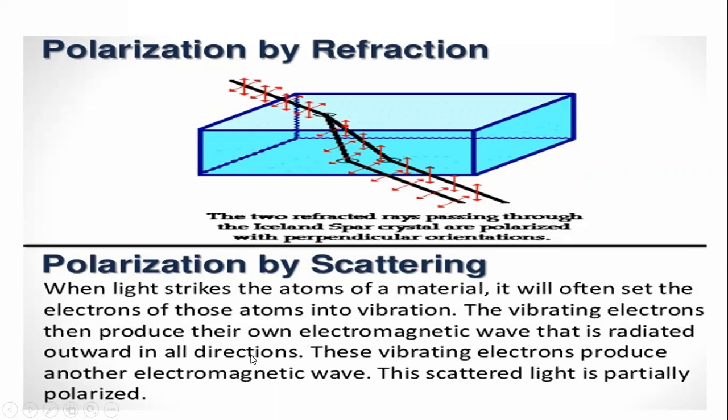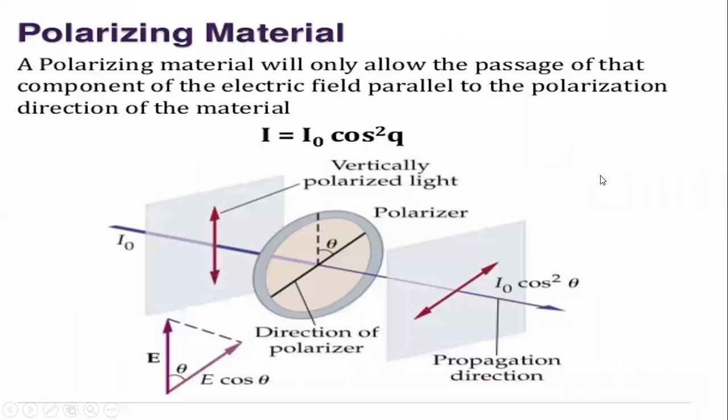Similarly, when light strikes the atoms of a material, it will often set the electrons of those atoms into vibration. That vibration of electrons produces its own electromagnetic waves, which will be radiated outwards in all directions. This is nothing but scattering, or scattered light in a particular polarization. All of these vibrations become the scattering.